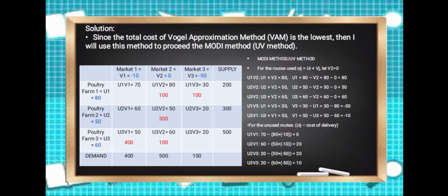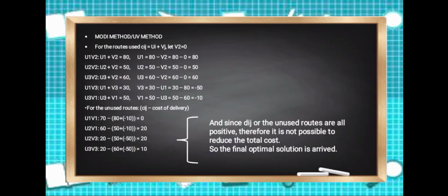And lastly is U3 V3, which is 20 minus the value of U3, which is 60, plus the value of V3, which is negative 50, is equal to 10. Since the Dij values, or the unused cells, are all positive, it is not possible to reduce the total cost. We will not proceed to the looping, since looping can be used only if the Dij values have a negative. Since the values of our unused cells are all positive, the final optimal solution is arrived.